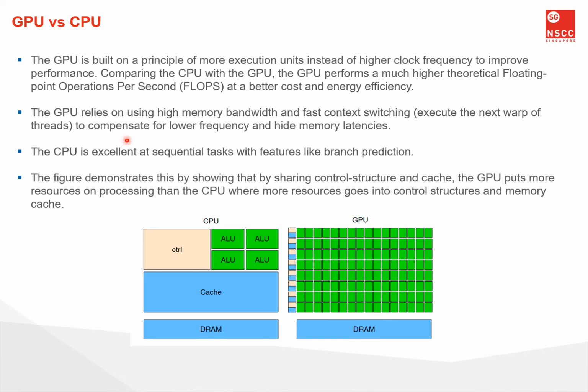The CPU is excellent at performing sequential tasks with many if-then-else conditions or branches within the instruction stream of the CPU. So it can basically perform a much more complex program with many switches in the stream of instructions that it's actually executing, and it does it at a high speed. And the diagram just now shows this, that in the CPU, the control structure and the cache actually occupy a large part of the chip. This actually allows them to excel at this. And the GPU puts much more resources than the CPU on the processing unit.